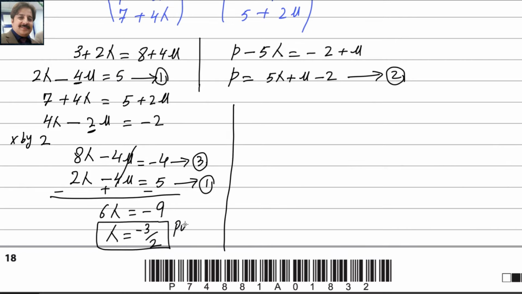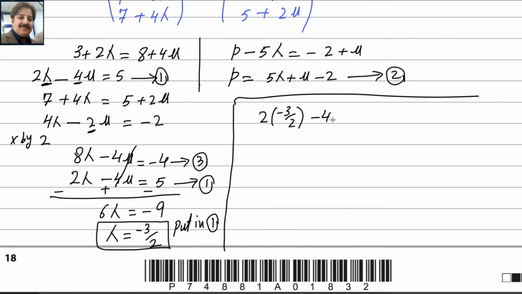You can put this in equation number 1. Just replace this lambda with negative 3 by 2. So we will get here minus 3 by 2 and minus 4 mu, keep as is, and then 5. Bring this 4 mu towards the right and the 5 towards the left. The 2 is cancelled out, and minus 3 and minus 5 will be minus 8, and this equals 4 mu, and we get the answer for mu as minus 2.